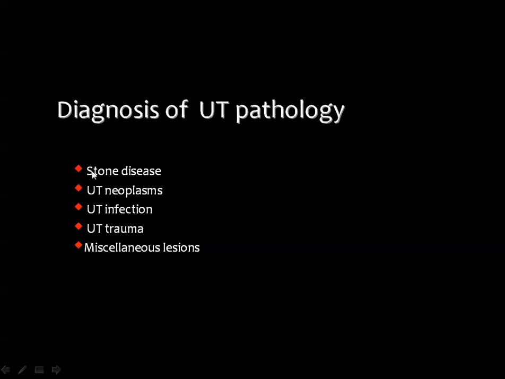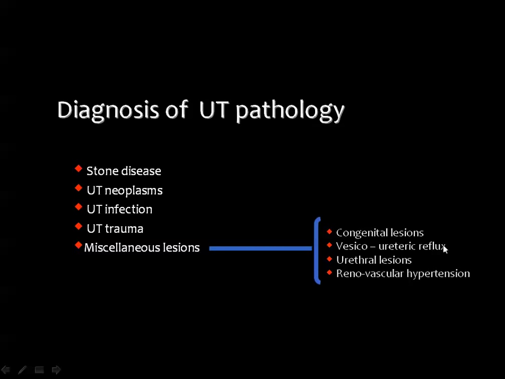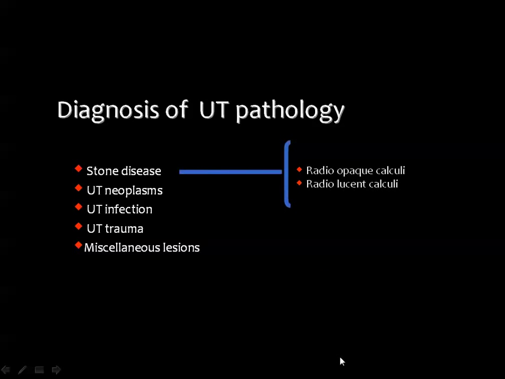Then we came to the pathology that we can usually see in the urinary system. This includes the most frequent disease, which is obstructive uropathy due to calculi. Then we'll talk about some of the neoplasms in the urinary system, UTI infection and urinary tract trauma, and some of the miscellaneous lesions, including congenital anomalies, vesicoureteric reflux, urethral pathology, and finally renovascular hypertension.